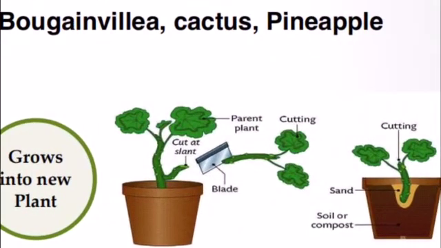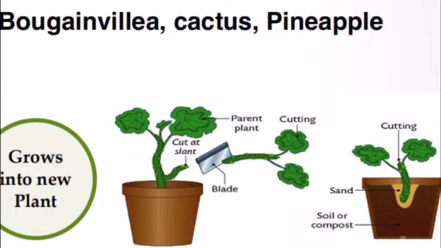First of all, this is the parent plant. You can see this is the parent plant and we are cutting here. The stem is being cut with the help of a blade. This cut part is being planted in the sand, and there is soil. This is the soil with the compost. So this cut part is being planted in the soil, and in this way we will get the new plant.